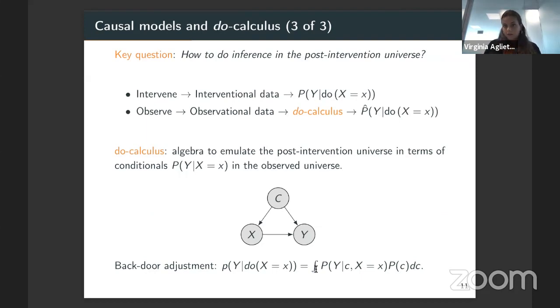We either intervene, we collect interventional data, and this can be used directly to estimate our interventional distribution. Or we observe, we collect observational data, and then we can do some computations that are the rules of the do calculus to approximate our interventional distribution. So with the do calculus, we compute some integrals like the one that I've written here. This is a backdoor adjustment in this specific graph structure. And we get some approximation, where obviously the accuracy of this approximation will depend on how well I'm estimating these conditional distributions.